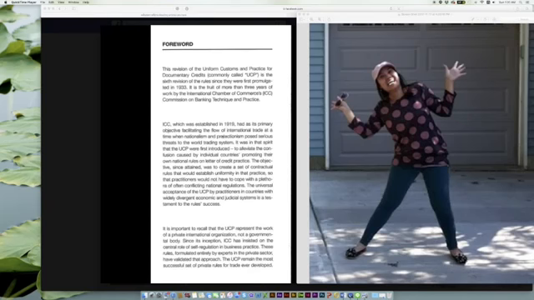ICC, which was established in 1919, had as its primary objective facilitating the flow of international trade at a time when nationalism and protectionism posed serious threats to the world trading system.